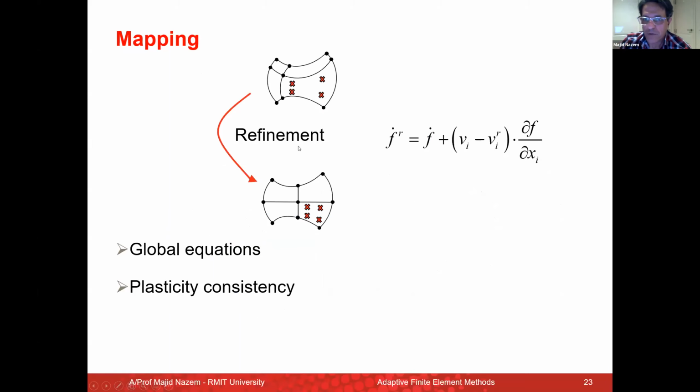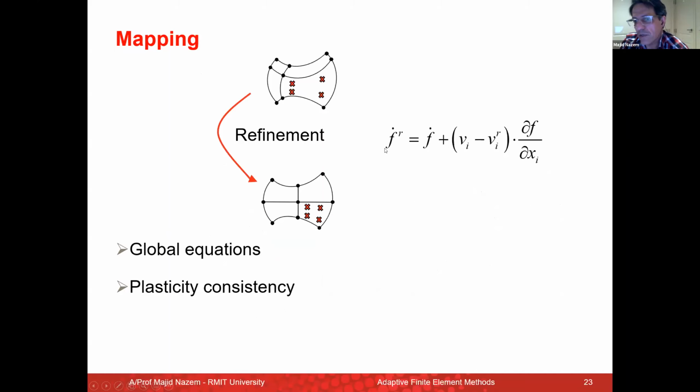If we are doing adaptivity, the procedure is more or less the same. So this is our mesh at time t. This is our refined mesh. As you can see, the location of these Gauss points has changed after refinement. Here we can use this.